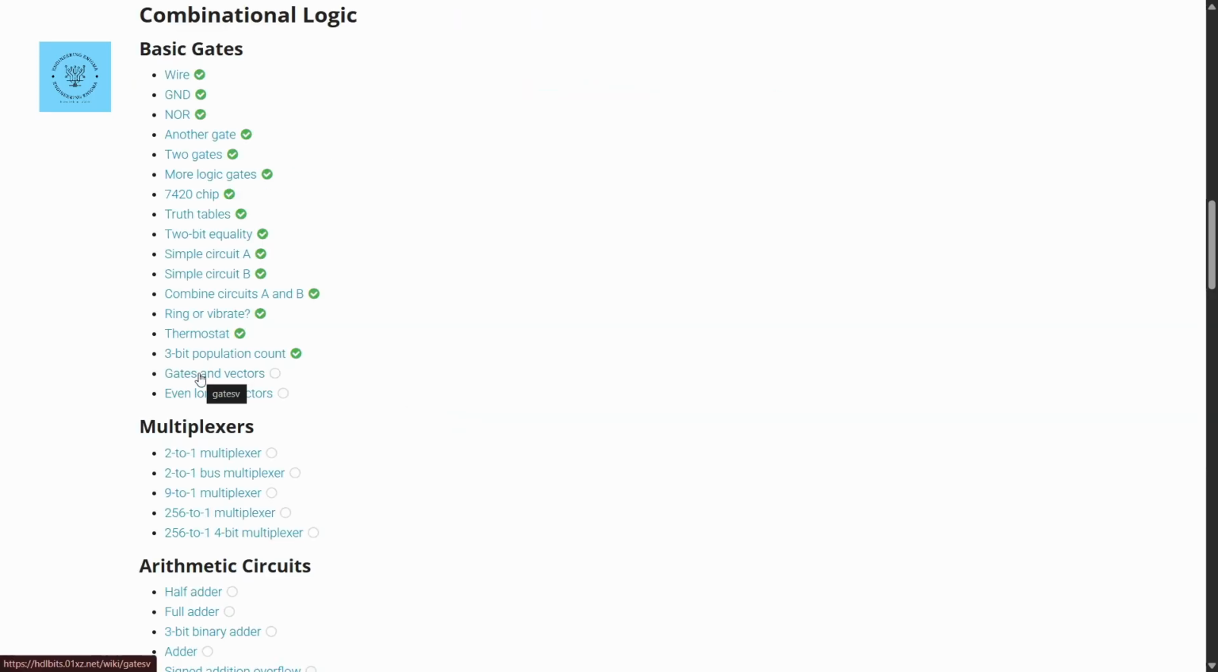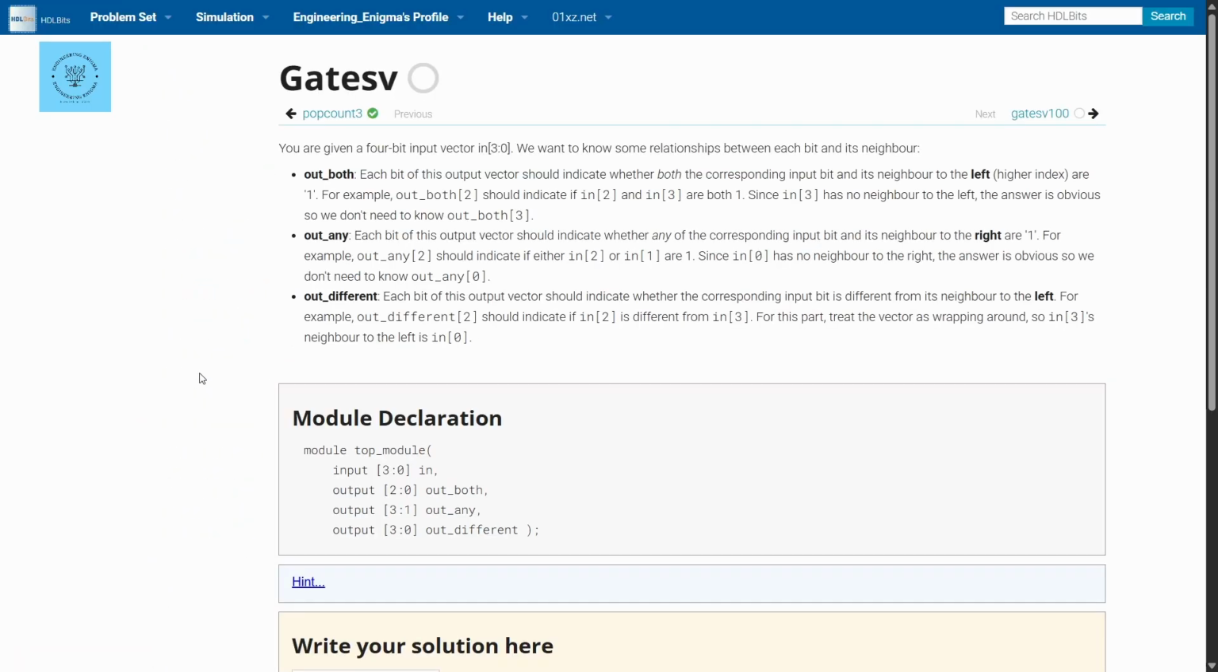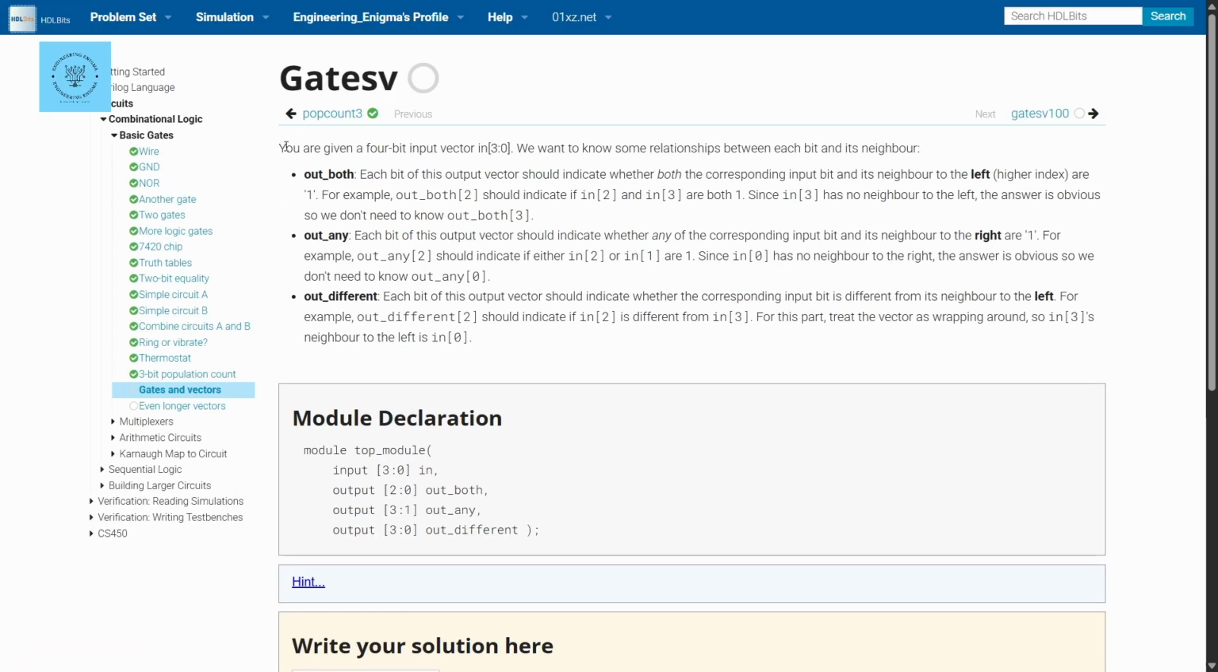So today we'll be seeing about gates and vectors. So here is our problem statement. Let's understand what our problem statement is, then we will go to the coding.